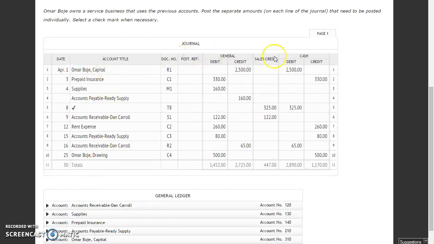You can see that we have a journal here, a completed journal. It's journal page 1, so make sure you pay attention to that page number because you will have to fill that in on your ledgers. And we are going to go ahead and fill in everything for this general debit and general credit column.